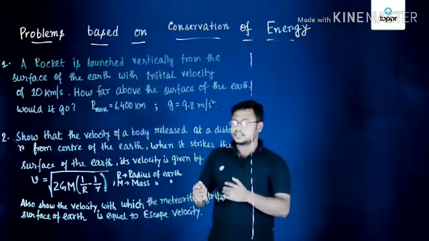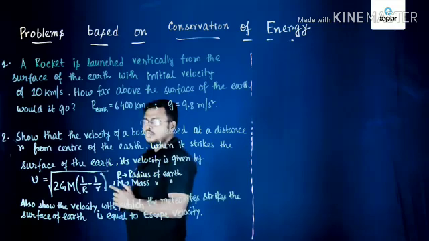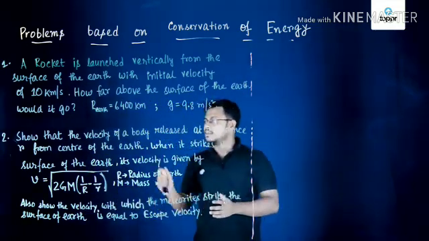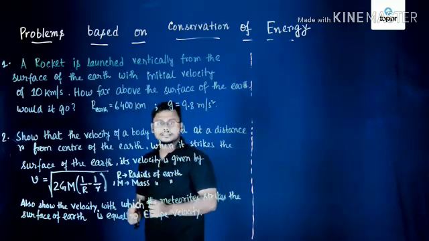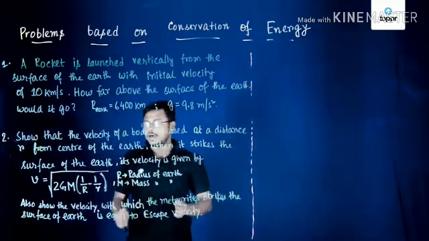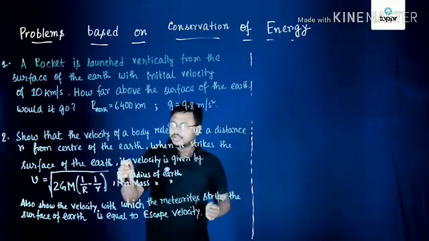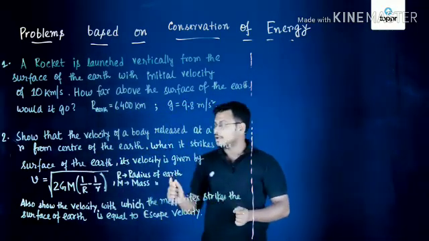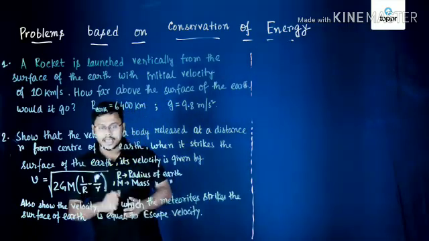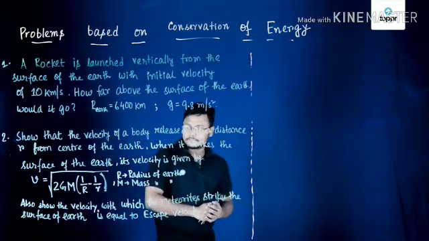Now let us look at the second problem. It says show that the velocity of a body released at a distance r, small r, from the center of the earth, when it strikes the surface of the earth, is given by square root of 2GM times 1 by R minus 1 by small r, where capital R is the radius of the earth and capital M is the mass of the earth.